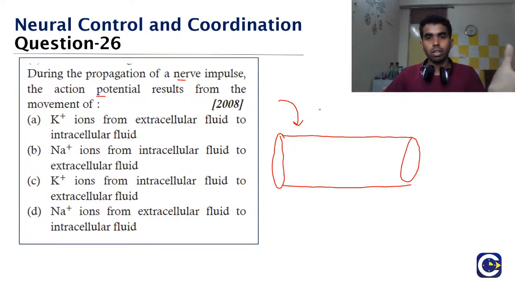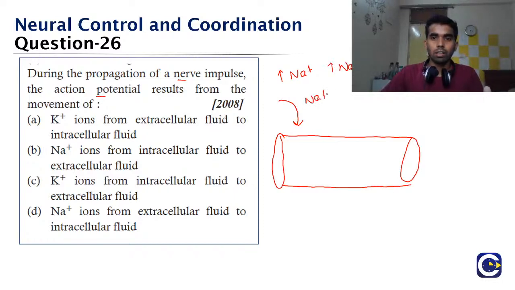And tell me where the sodium is high? Yes, outside the nerve sodium is high, and that is why the sodium from outside enters the neuron. Sodium is positively charged, so once it enters, the inside of the neuron turns positive. Earlier it was negative and now it turns positive.